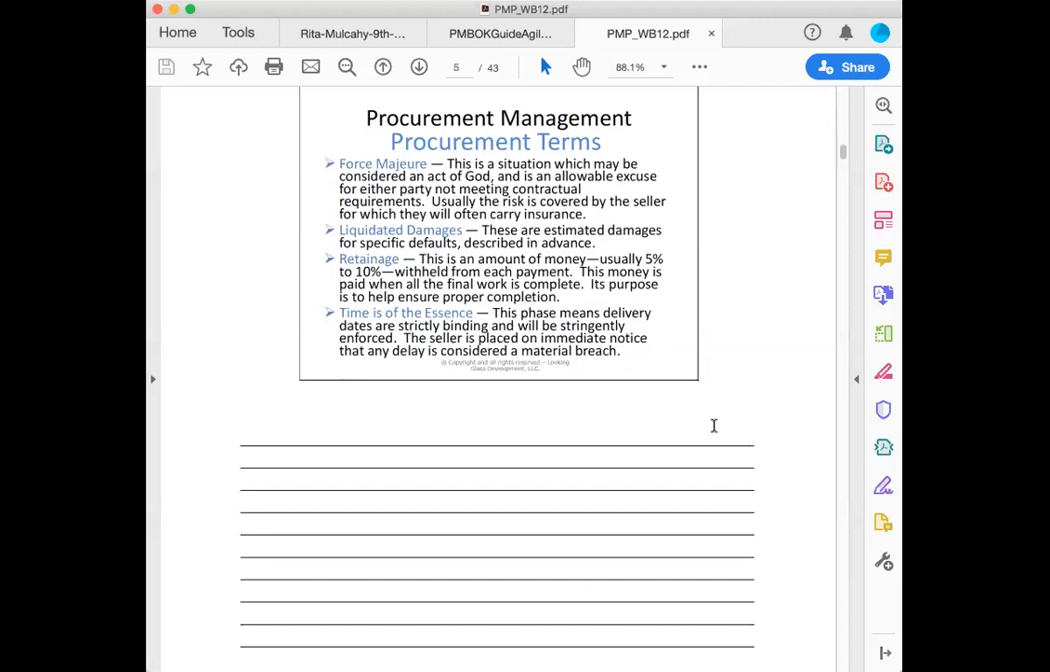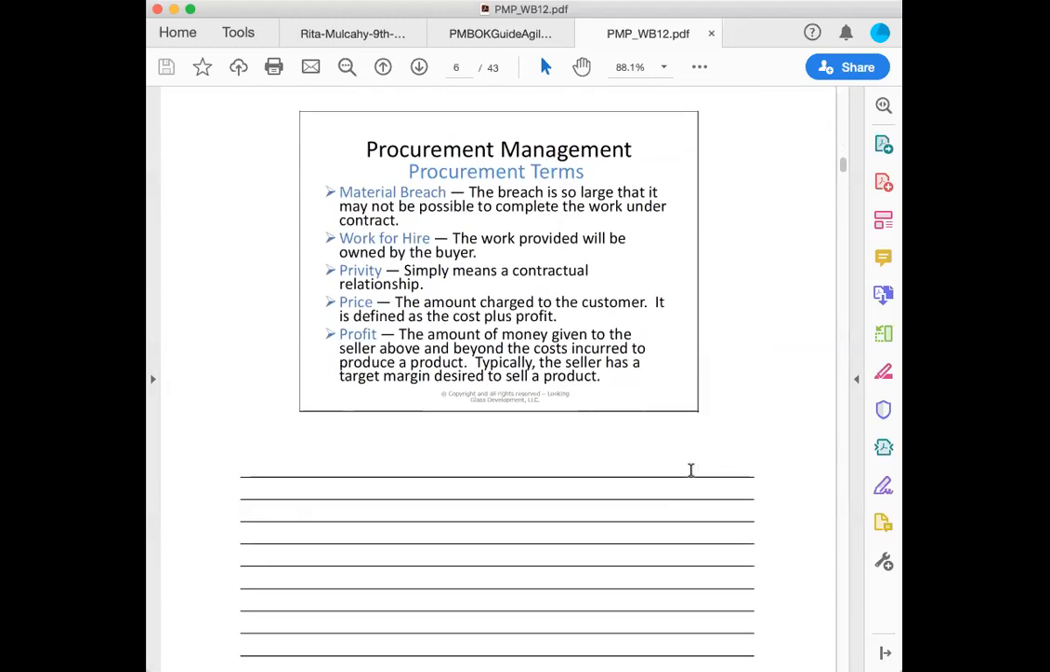Liquidated damages are estimated damages for specific defaults described in advance. Retainage, 5 to 10% is withheld from payment and is paid at the end. Time is of the essence means you do this in the time that I want, or else you won't get paid. Material breach is so large that it may not be possible to complete the work under contract. Work for hire, the work provided will be owned by the buyer. Privity, P-R-I-V-I-T-Y, simply means a contractual relationship.